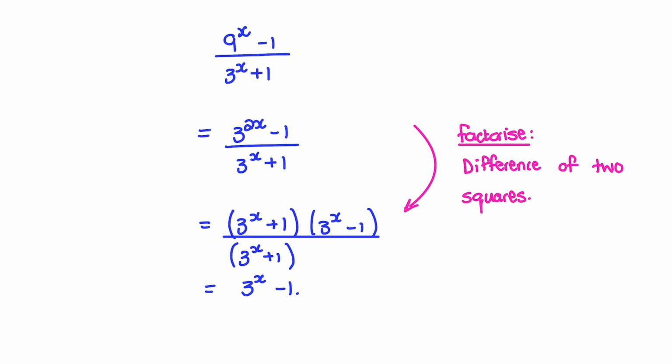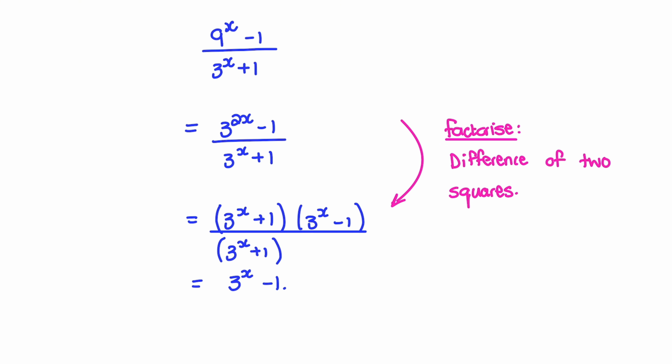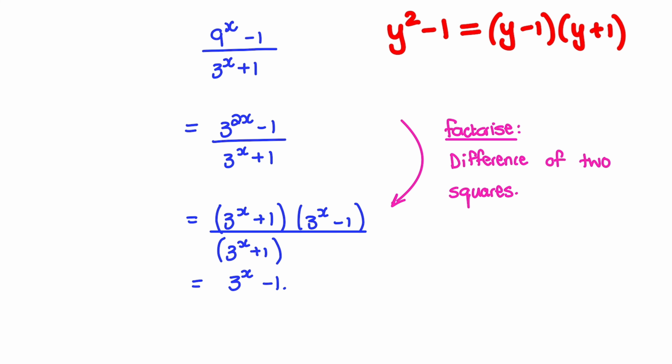Next, what I want you to notice is that the numerator is a difference of 2 squares. So let's say we have y squared minus 1. If I ask you to factor that, you would say that is y minus 1 times y plus 1, because this is a difference of 2 squares. But now, in the place of y, we have 3 to the power of 2x. So all that we need to do is, instead of saying y, we can say this is 3 to the power of x minus 1 multiplied with 3 to the power of x plus 1.